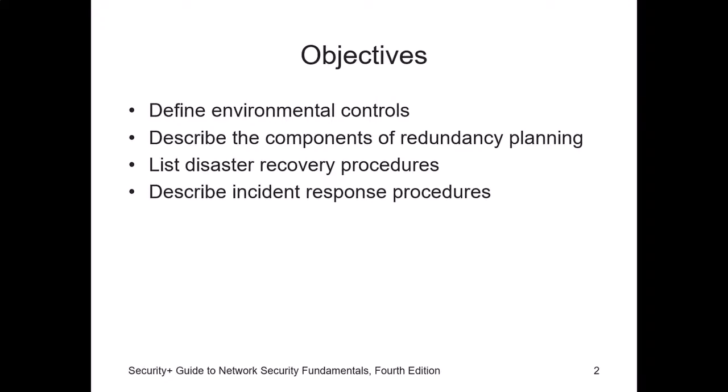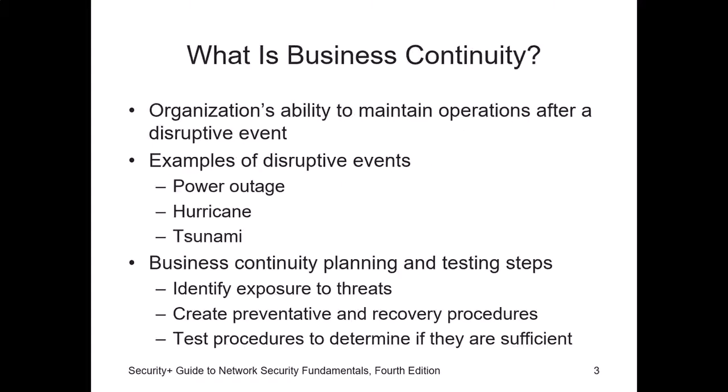In this chapter, we're going to talk about the different types of environmental controls, and describe the components of redundancy planning. You have to have some backups just in case. And we'll talk about the DRP, the disaster recovery plan. At the end, we'll discuss the incident response procedures. What should you do when there's a problem, when something happened? What are the steps you should take?